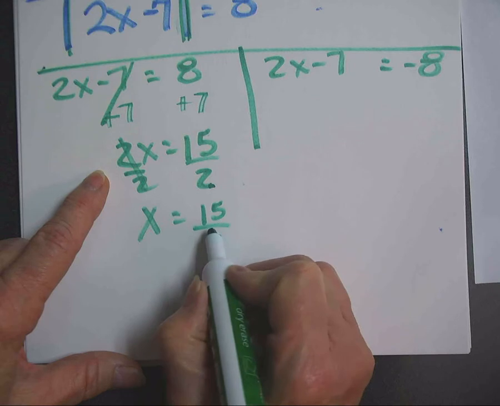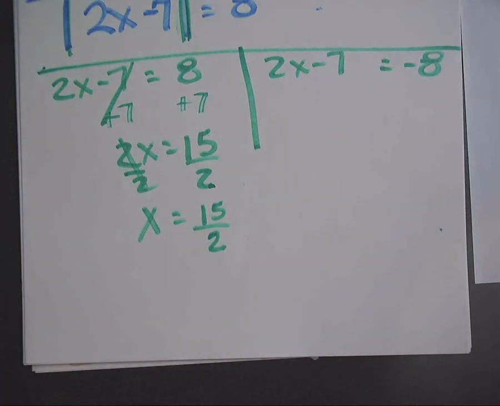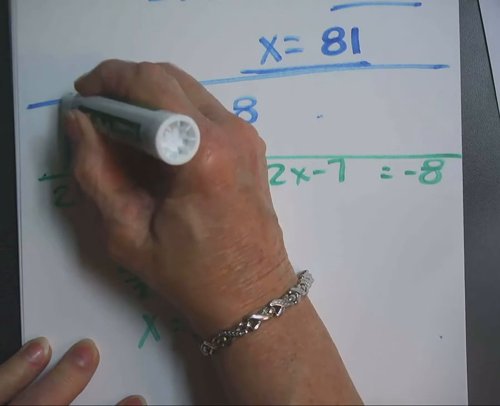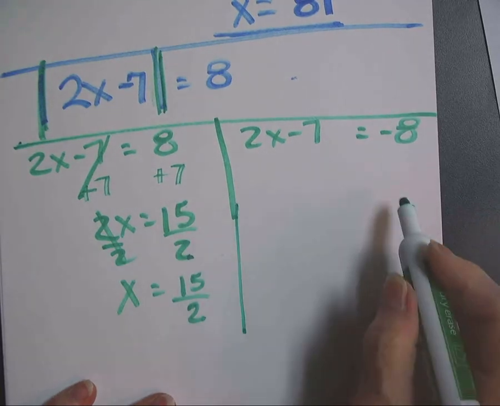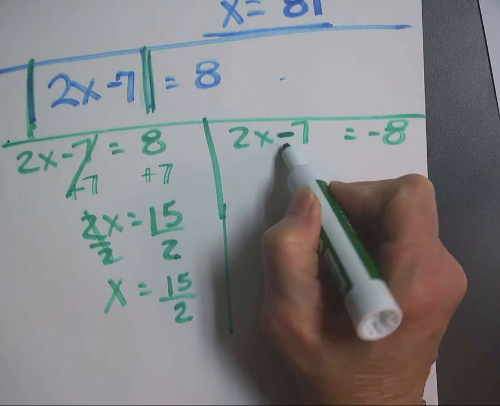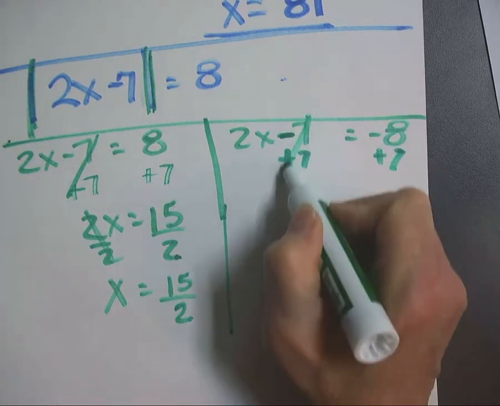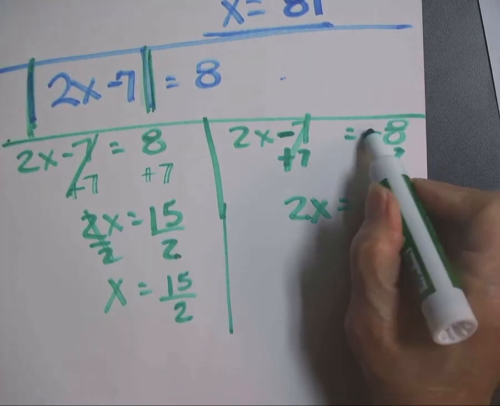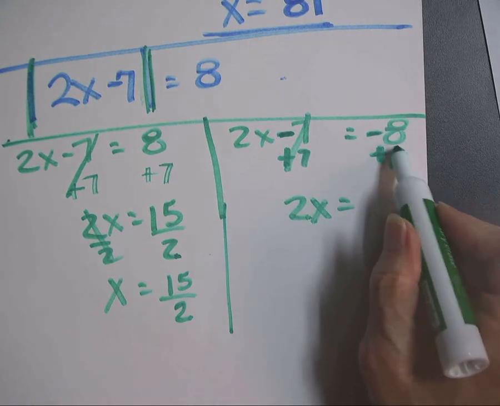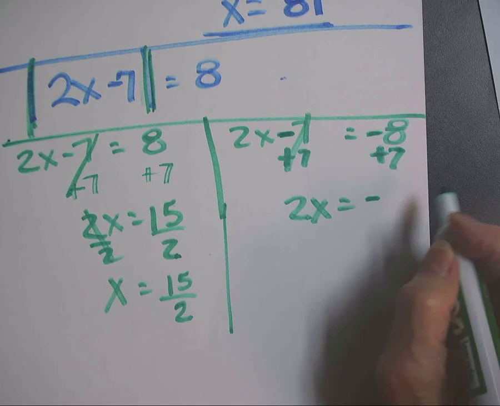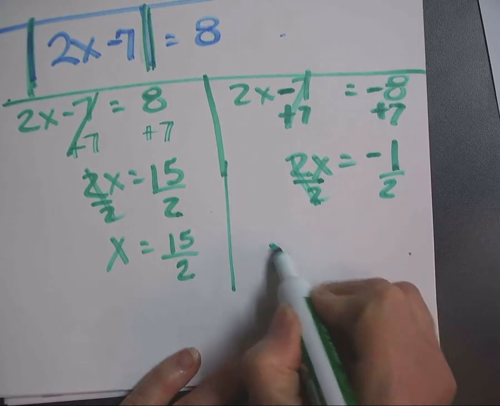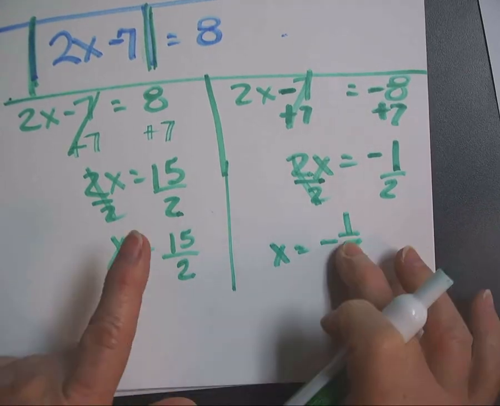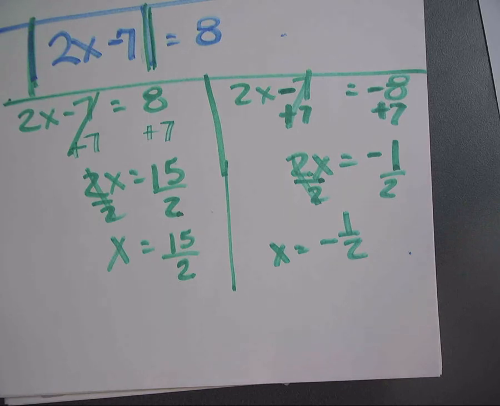And you could leave that as a, is that a 2? It's a 2, it's not a 12. This is an absolute value, it's not a 12. I'm sorry. So on this side, same thing, we have to add 7 first. -8 plus 7, -1. Then divide by 2. So you have both answers. Okay?